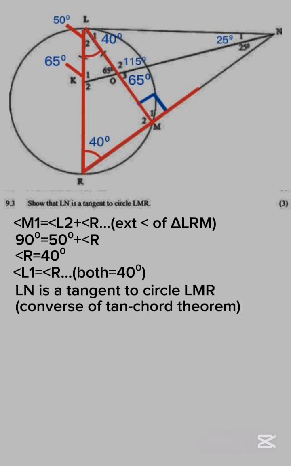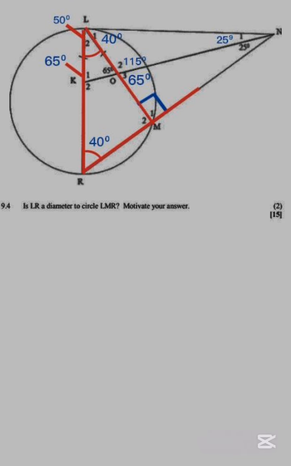9.4. Is LR a diameter to circle LMR? Motivate your answer for 2 marks. What does a diameter do? A diameter subtends a 90 degrees angle at the circle circumference. For us to know whether LR is a diameter or not, we will need to calculate angle M2. If angle M2 is equal to 90 degrees, LR will be the diameter. If it's not equal to 90 degrees, LR is not a diameter.